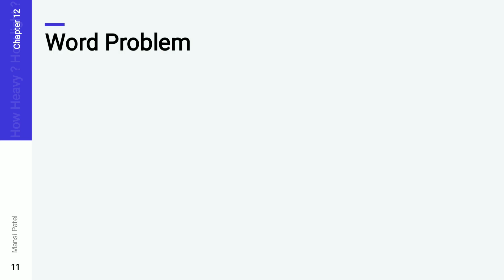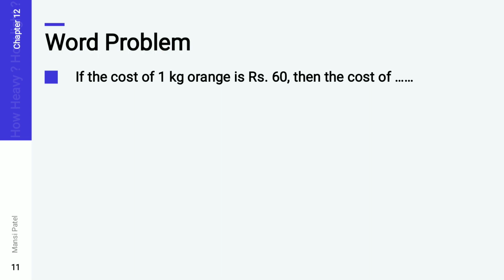Now let us see some of the word problem. Here I am giving that the cost of 1 kilogram orange is rupees 60. What is the cost of 1 kilogram orange? That is 60 rupees. Then you have to find out the cost of 1.5 kilogram. Here they have given the cost of 1 kilogram only. From this 1 kilogram, you have to find out the cost for 1.5 kilogram.